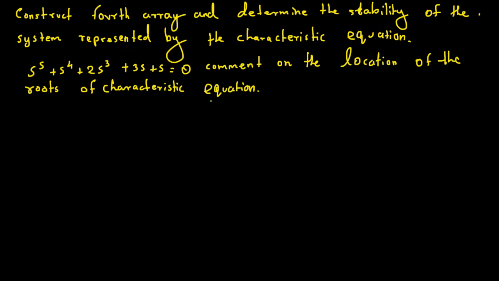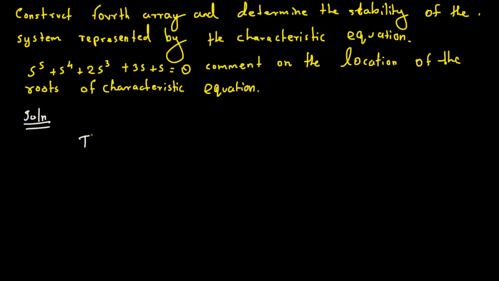Here they have provided the characteristic equation, and they're asking for the stability and also the location, whether it's on the right side of the S plane or the left side of the S plane. We have to decide based on the solution we are going to have. First, let's note down the characteristic equation. So the solution for this is to first write the characteristic equation, which is given by this.